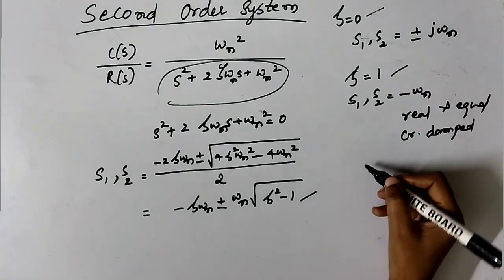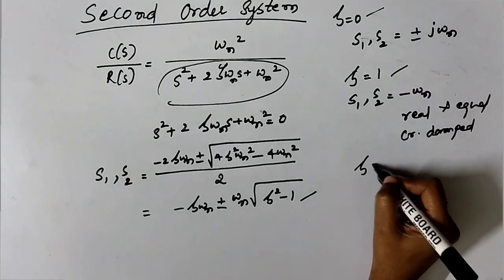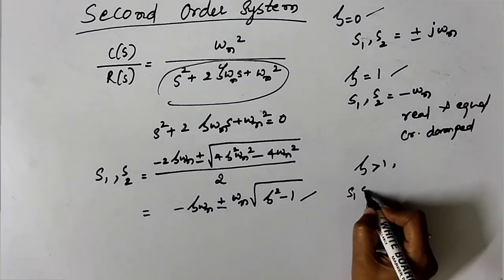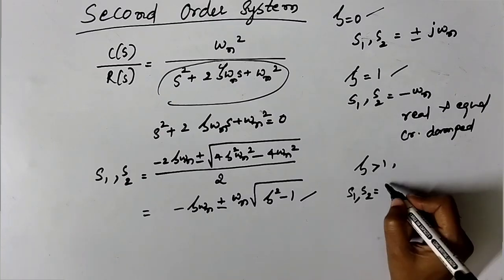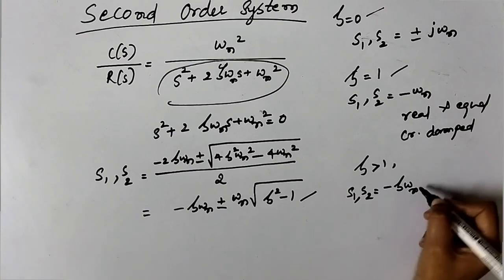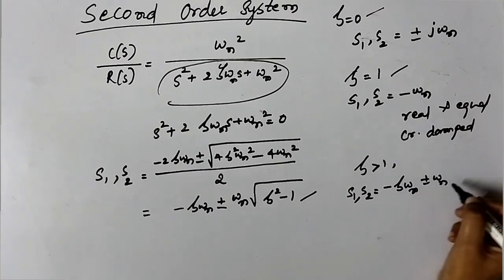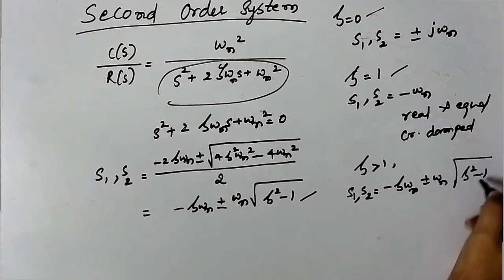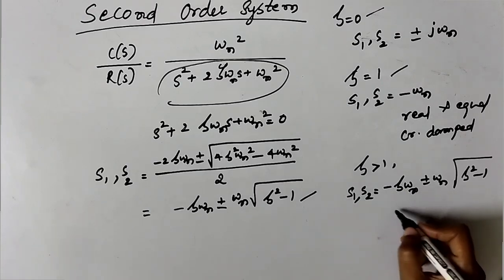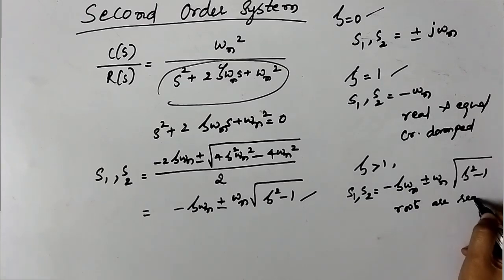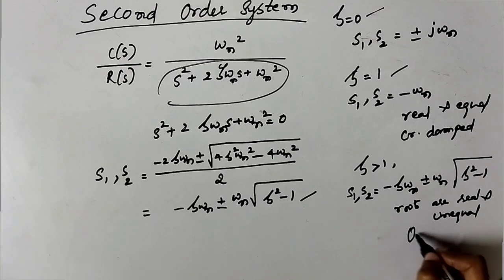Now we have another case where zeta is greater than 1. We get s1 and s2 roots as minus zeta omega n plus or minus omega n square root of zeta square minus 1. Now here the roots are real and unequal. Here the system is overdamped.